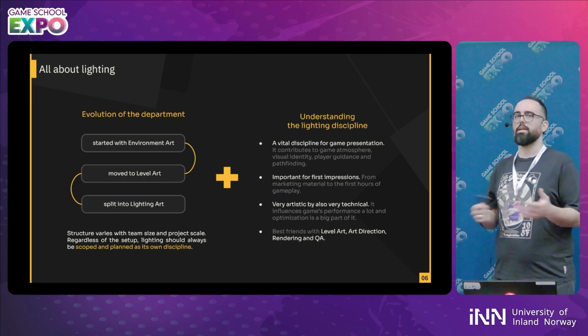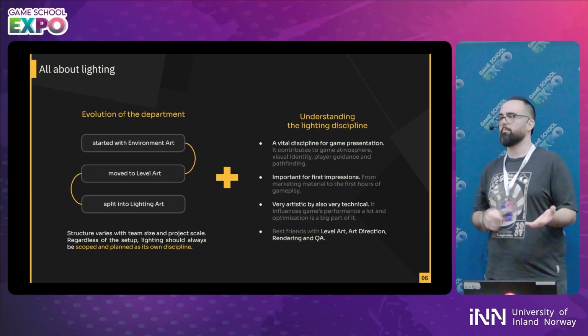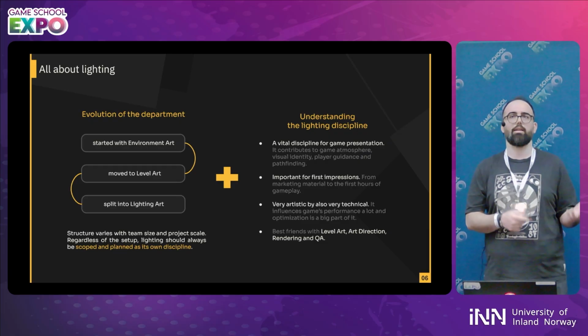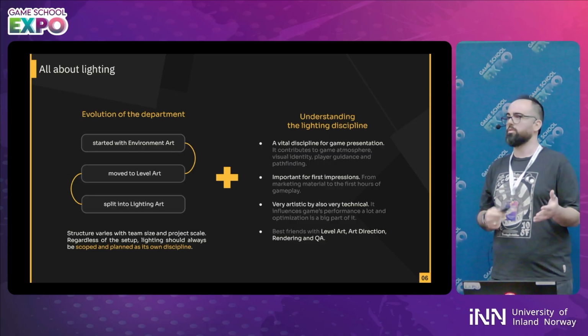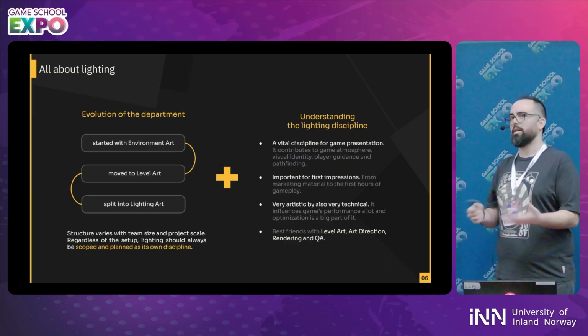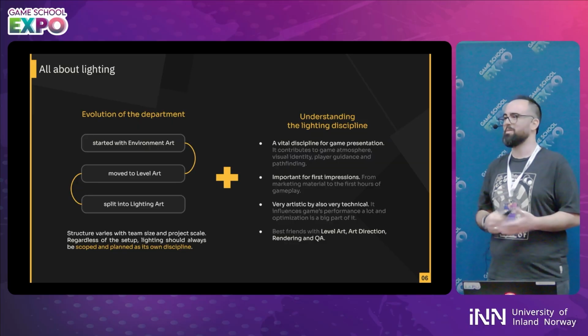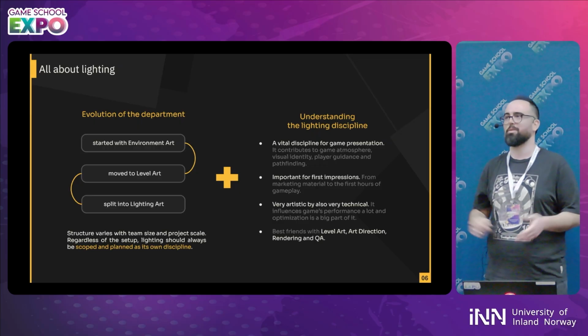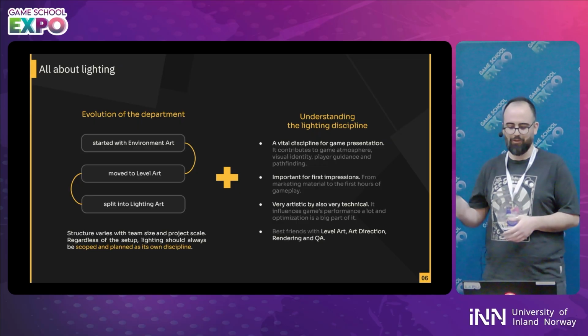And due to that duality of the role, when it comes to departmental friends, from one side we have level art and art direction. We work very closely with both. And from the other side, we have rendering and QA. Rendering because we cannot do without our rendering people. We love our rendering people. And QA because someone needs to tell us when we messed up. And they do that quite often.